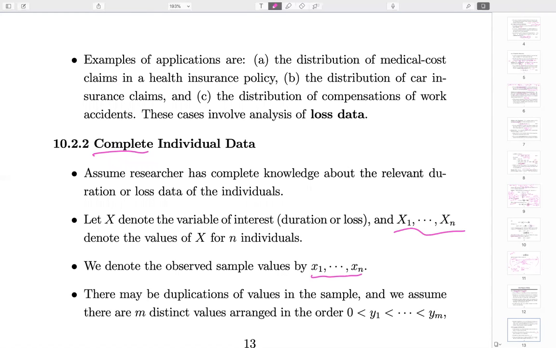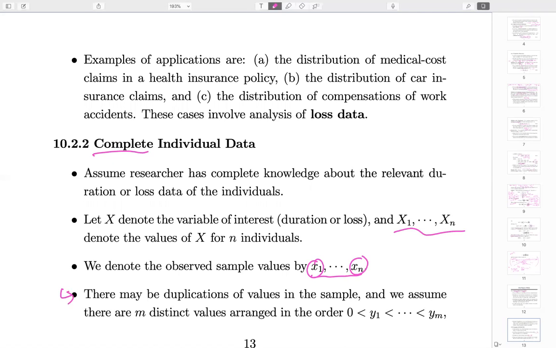Observations may be the same, right? So let's say you observe the duration of a patient after a major surgery. Well, it's possible that different patients survived for the same amount of time. Like, patient 1 and patient 2 both survived 3 weeks after the surgery. So it's possible that some of the x's are the same.